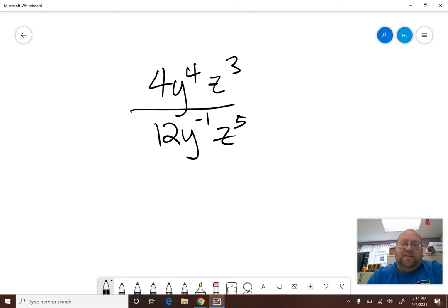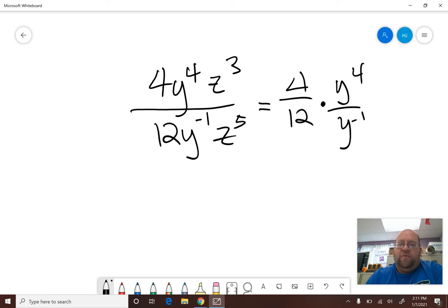Z to the fifth. Now let's think about what we really have here, and we're going to really think about what we have on top and what we have on bottom, okay? So again, we could split this out into different parts if you wanted to do that. 4 over 12 times y to the fourth over y to the negative 1 times z to the third over z to the fifth.